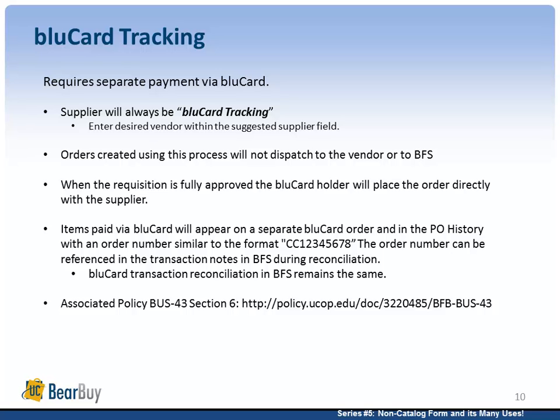So you may have noticed that regular purchase orders start with the BB number. Blue Card orders will start with a CC number, so it's easy to distinguish between regular purchase orders and Blue Card tracking orders. You can view the associated policy, BUS 43, Section 6, at the URL listed in front of you.